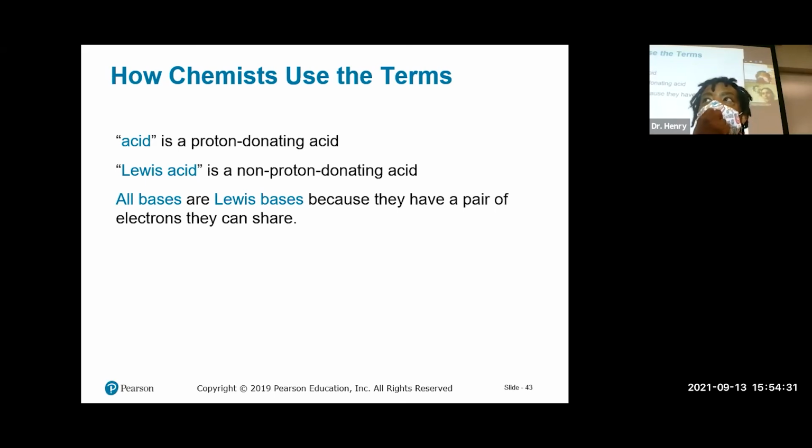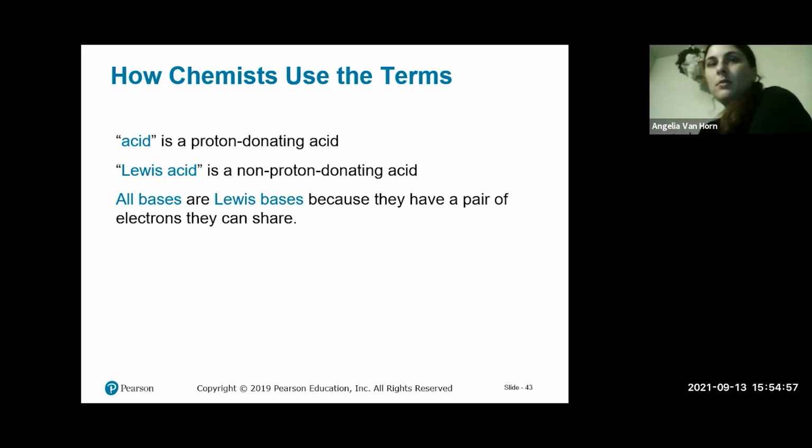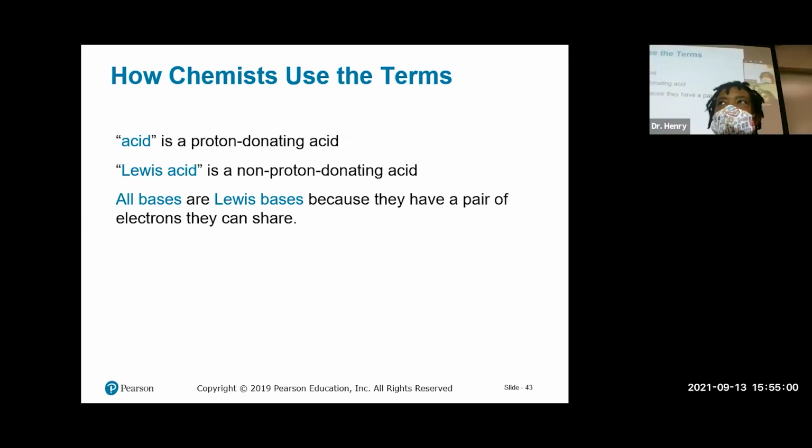We've talked about how, a lot of times, we define acids as proton donors. That's how the Arrhenius acid is defined, as a proton donor. Where the Lewis acid is the opposite, what is it an acceptor of? Electrons. So people say non-proton donating acids are electron acceptors. All bases are Lewis bases because they have pairs of electrons that they can share.